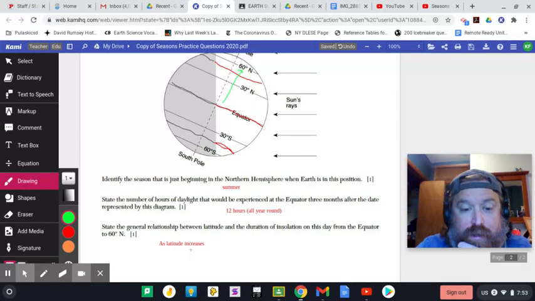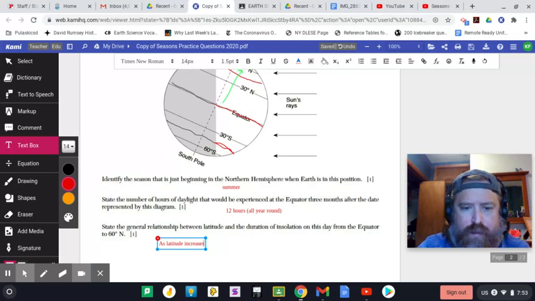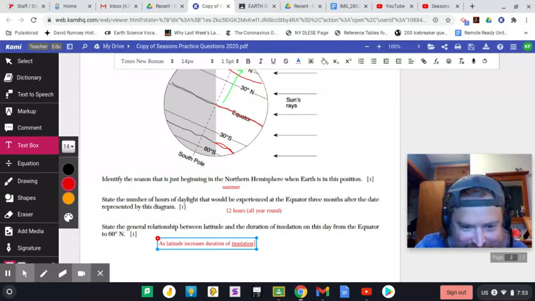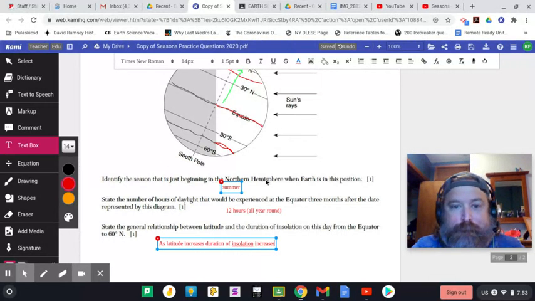So here in the summer, as we do that, as latitude increases, the duration of insolation, just always steal right from the question, even if Google Docs doesn't think it's a word. As latitude increases, the duration of insolation increases. So as you go further north, the days get longer and longer and longer. If you were to ask the opposite, as you go further south, the days are going to get shorter and shorter and shorter, and balancing out at about 12 there.